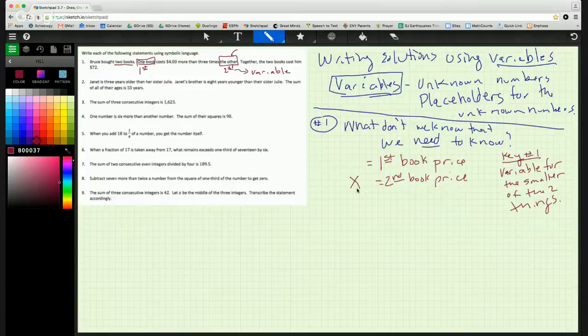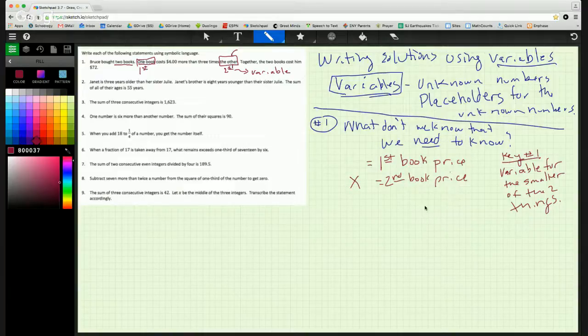And x isn't some magic thing. X just means that we don't know the value. Well, we don't know the value of the first book either, but we can find it out in terms of the value of this second book.